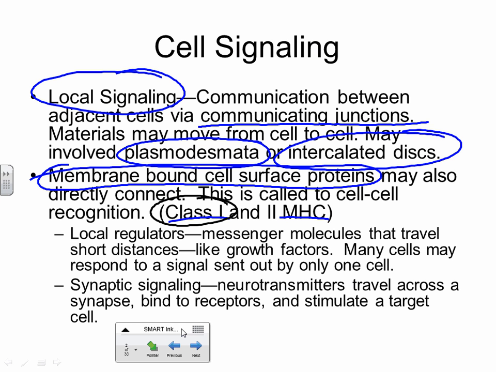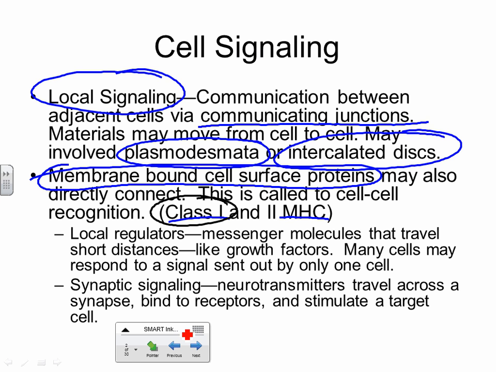Now, this is which kind of white blood cell? Killer T cells or cytotoxic T cells. That's called cell-mediated immunity. When your cells kill your own cells that are sick. Cell-mediated immunity.